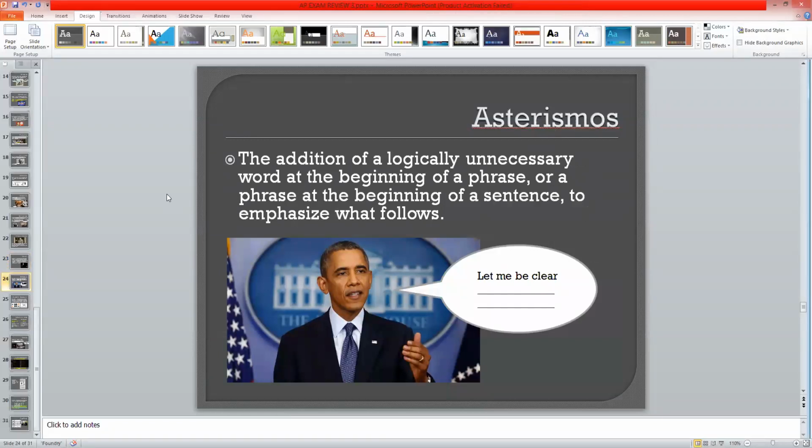Asterismos. This is when an author begins their speech or their sentence with a common phrasing or an exclamation, just to put emphasis on it. If you ever look at President Obama's speeches, he always begins with, let me be clear, da, da, da, da, da. And he goes on to explain what he's trying to be clear about, right? So his phrasing of let me be clear, comma, whatever comes afterwards, is a form of asterismos, where it's like a verbal tick, or a stylistic thing, or something that authors try to emphasize a point with.